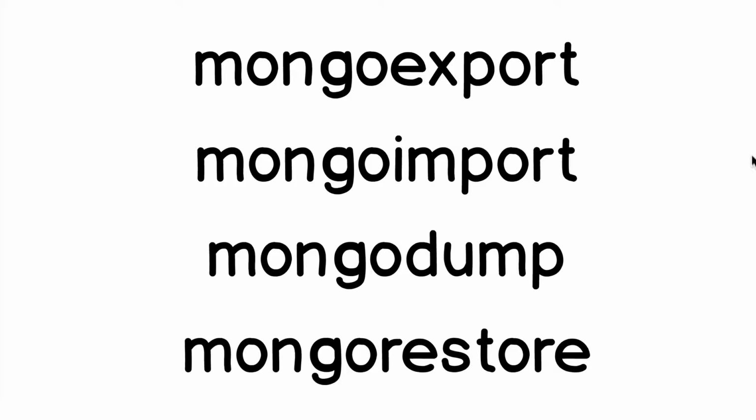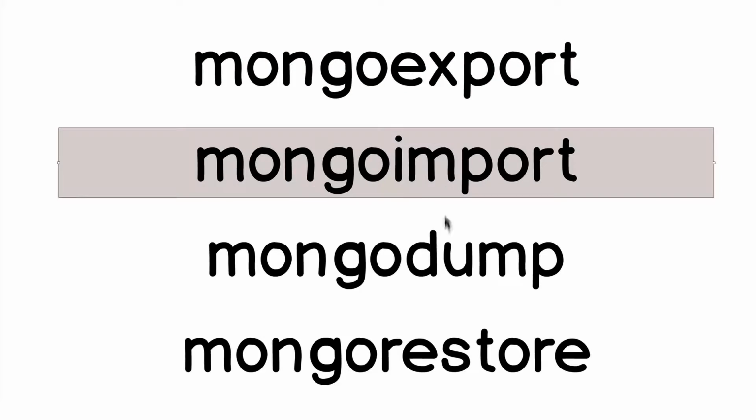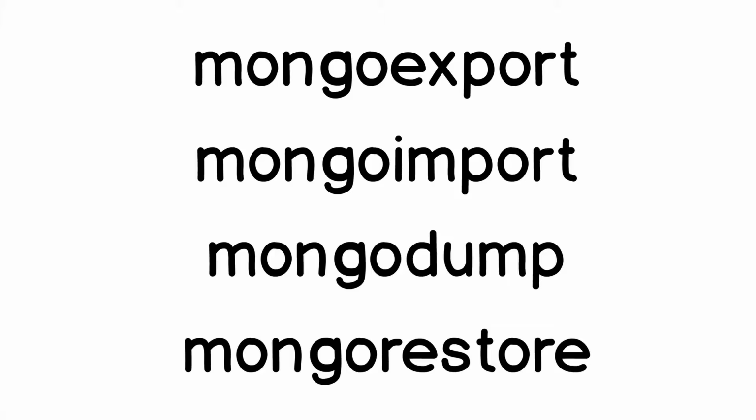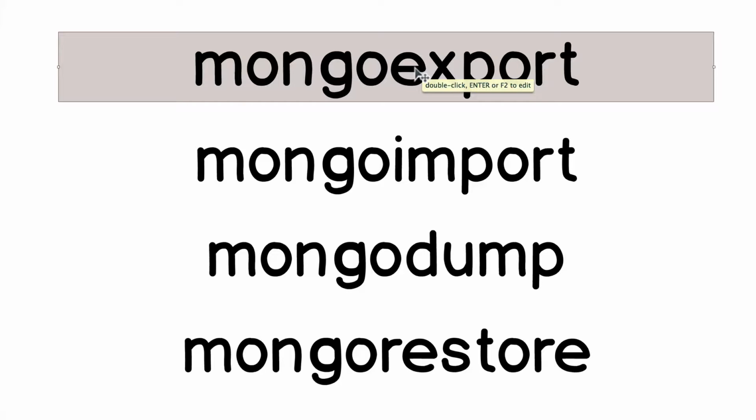Now I want to talk about MongoDB utilities, such as Mongo Export, Mongo Import, Mongo Dump, and Mongo Restore. Those utilities are separate applications and can be used for data management in MongoDB. Mongo Export is used to export specific data from a certain collection.